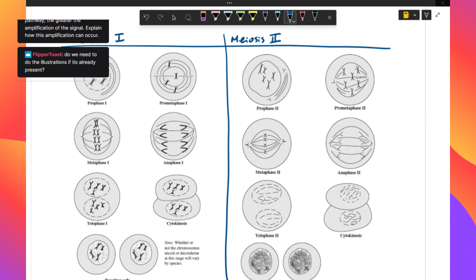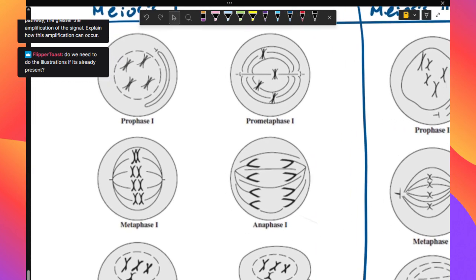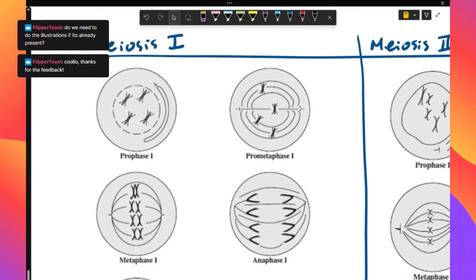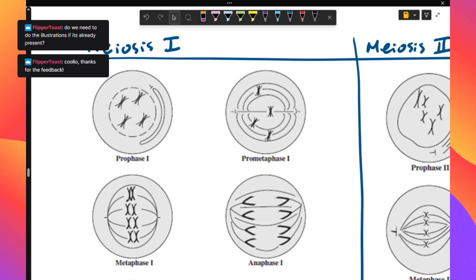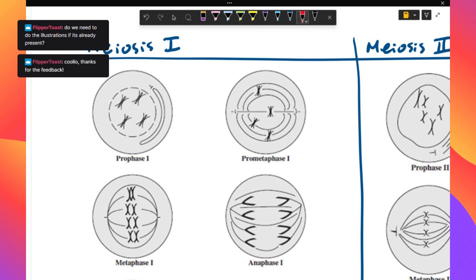All right. Let's look at our important features of meiosis 1. We have a lot of the same features that we saw in mitosis. We've got that dissolving of the nuclear envelope, but importantly, what's unique to meiosis is these tetrads form, and this is where crossing over occurs.